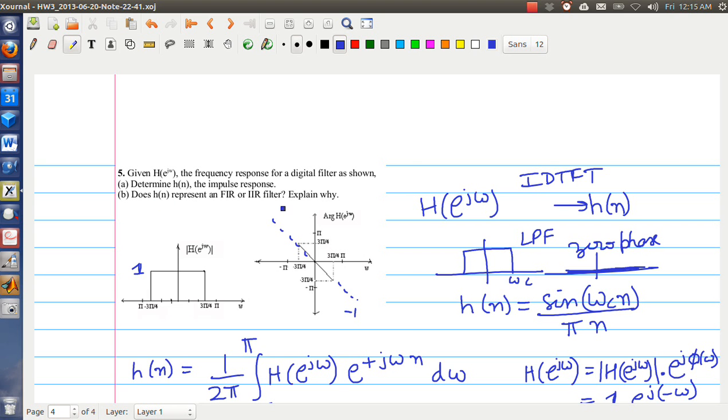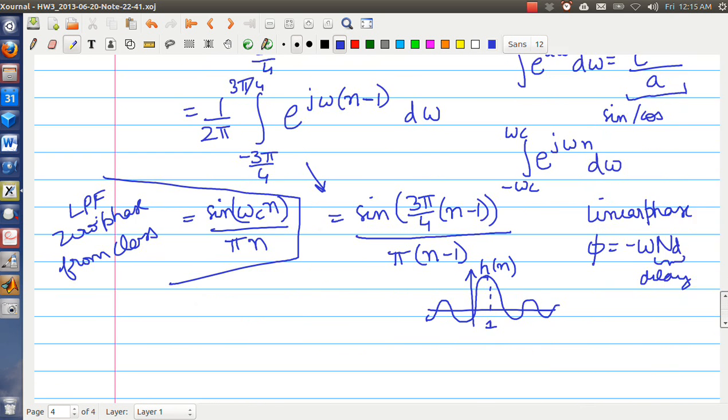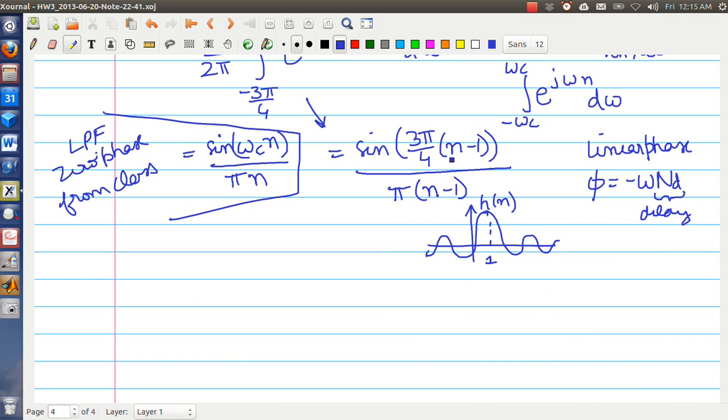Part B, is it an FIR or an IIR filter? Again, n can take all values from negative infinity to infinity, so it extends both ways to infinity. So it's an IIR filter.